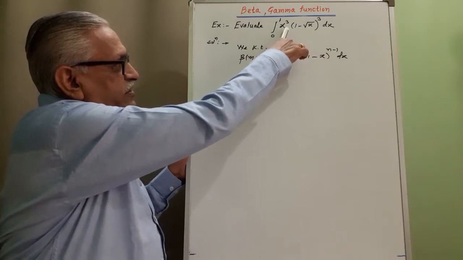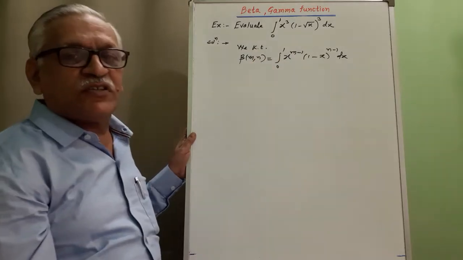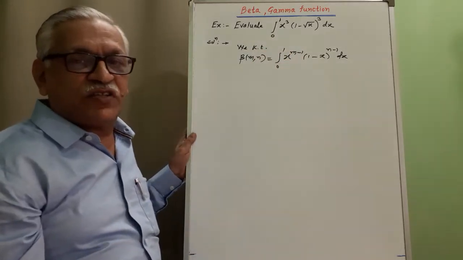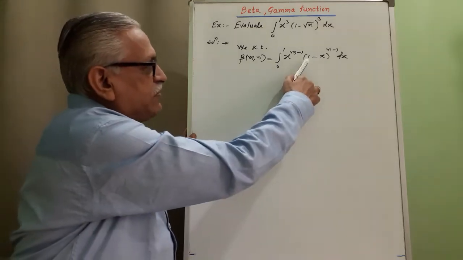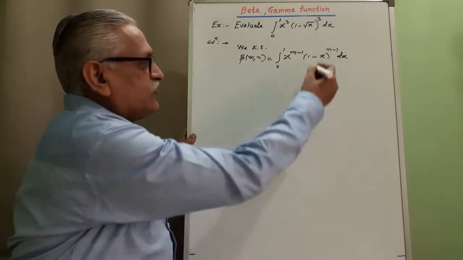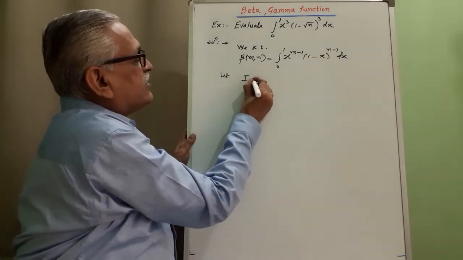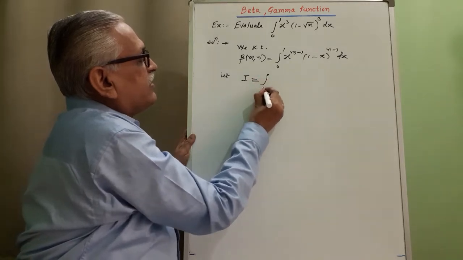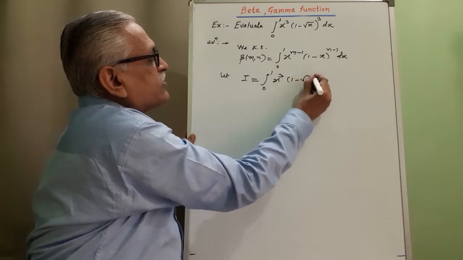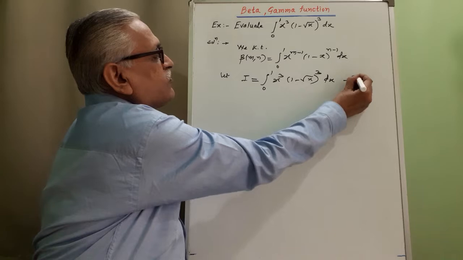We can convert this integral to this form as the limits are 0 to 1. Yes, we have limits 0 to 1. We have x raised to 3 multiplied by (1 minus x) raised to n minus 1 type of term. To convert this, let us consider the integral from 0 to 1 of x cubed (1 minus root x) raised to 3 dx as I, equation 1.